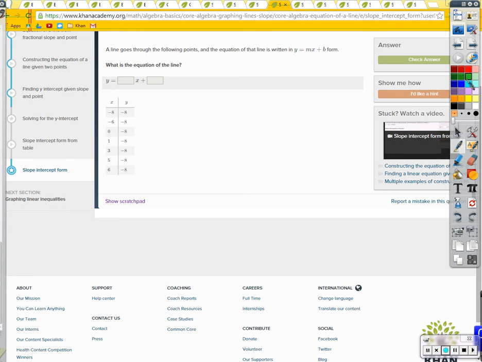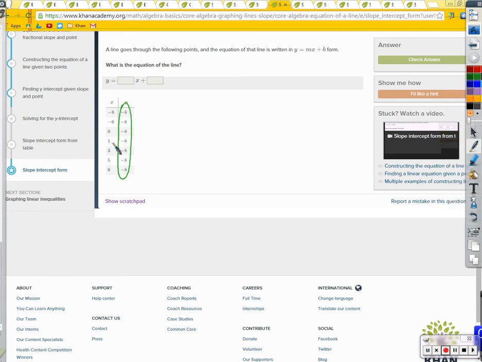This would be kind of interesting. Notice all the y values are the same. So your b is negative 8. Yes, your b is negative 8.